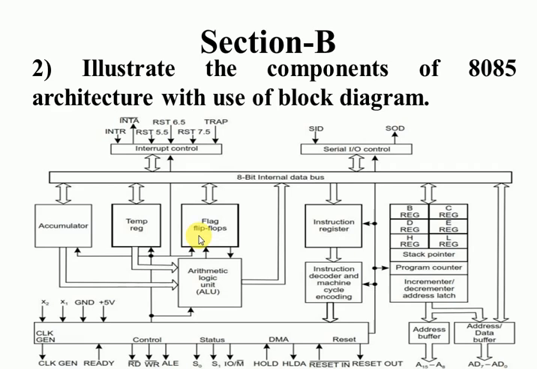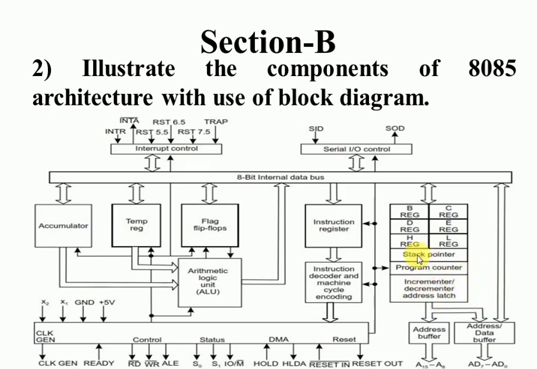Okay, so these were basically the special purpose registers: accumulator, temporary register, flag flip-flops or flag register, instruction register, stack pointer, program counter. So basically the maximum part we have discussed. Now we will go one by one through the remaining ones. The remaining ones are the increment or decrement address latch, which is also 16-bit.